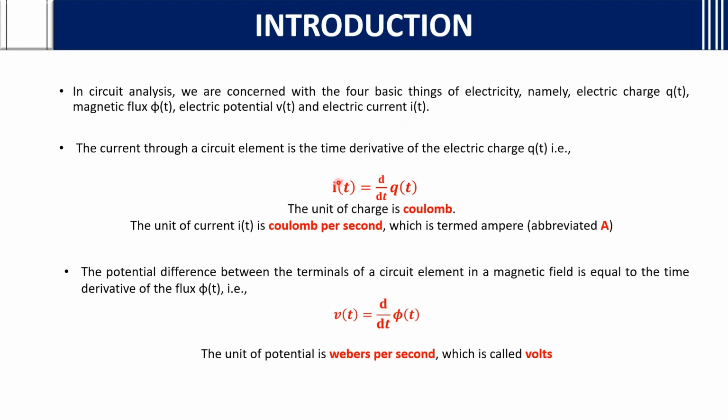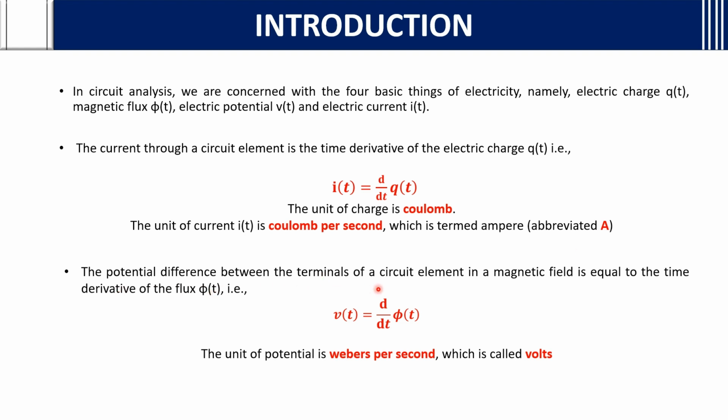The current through a circuit element is the time derivative of electric charge. Nothing but I of t is equal to d by dt of Q of t. As you have seen before in the slides also, I is equal to the rate of change of Q. Unit of charge is what? Coulomb. And unit of current is Coulomb per second. Why? Because Q is Coulomb and t is time, and time has a unit of seconds. So Coulomb per second, or it is termed as ampere and simply abbreviated as A.